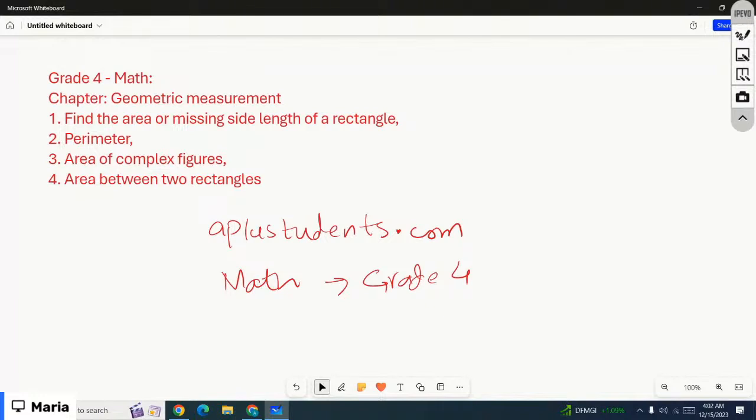We're going to start with the chapter geometric measurement, and the lessons we're going to cover today are: find the area or missing side length of a rectangle, then perimeter, area of complex figures, and area between two rectangles. Please make sure you have your notebook and pencil so that you can note down the important examples and definitions as well. So let's just start with the lesson.